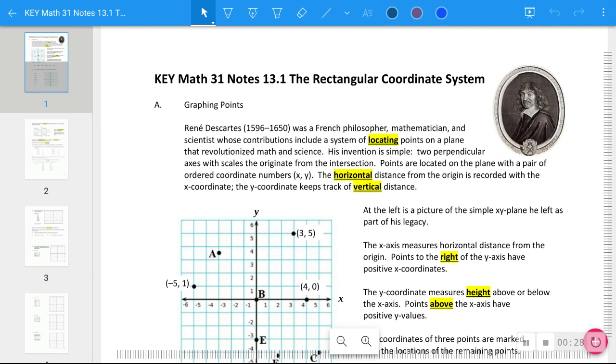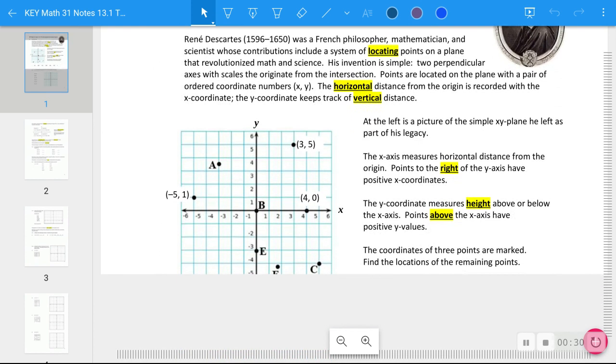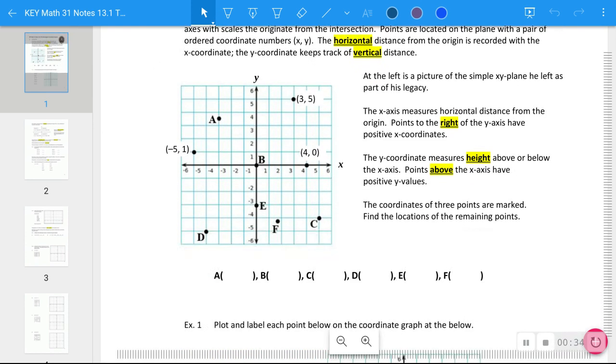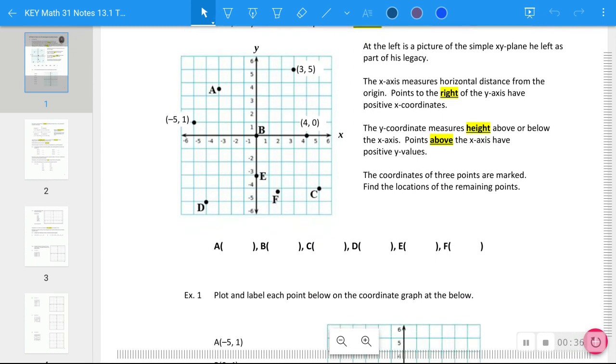And his little invention, he did much more than just this, is the horizontal and vertical axis system called the XY plane. It's a way of finding location on a plane or plotting points. The x-axis measures the horizontal distance, left and right, and the positive direction is always considered to be the right-hand direction. The up and down distance is measured by the y-axis, and the positive direction there is always up.